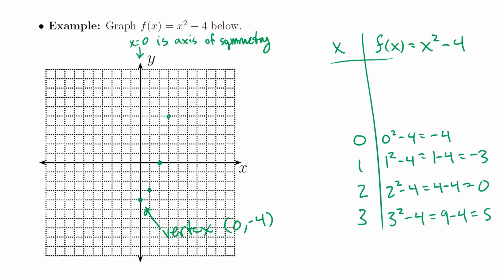But the fact that I've already identified x equals 0 as being my axis of symmetry means as I go equal amounts in the other direction, I can just copy the work that I already did, right? So because this was negative 3, 0, 5, this has got to be negative 3, 0, 5. And there's my graph.